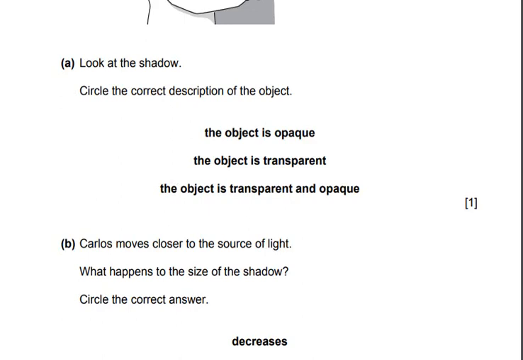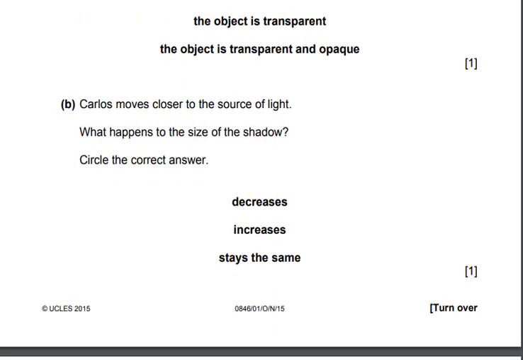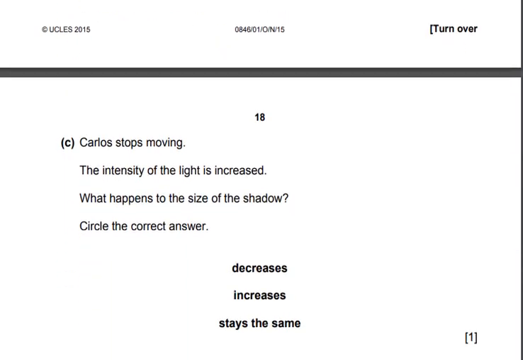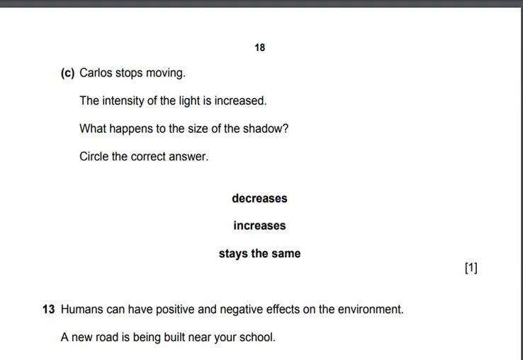B. Carlos moves closer to the source of light. What happens to the size of the shadow? Circle the correct answer. So the size of the shadow increases. So you circle the second one. Next page, question C. Carlos stops moving. The intensity of the light is increased. What happens to the size of the shadow? Circle the correct answer. So nothing happens to the size of the shadow. It stays the same. So the last one is the right answer.